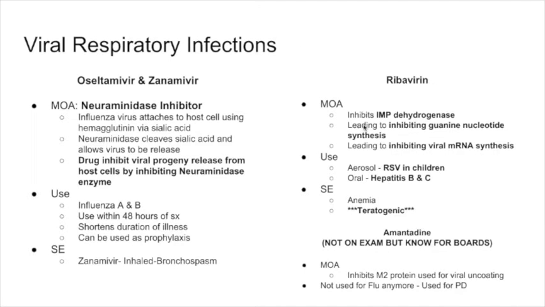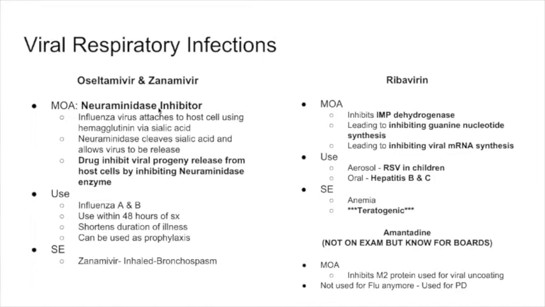So we talked about herpes, varicella, and CMV. Now let's talk about viral respiratory infections. And the main ones are influenza and RSV. Specifically targeting influenza is oseltamivir, which is Tamiflu. I'm sure some of you have taken Tamiflu before.